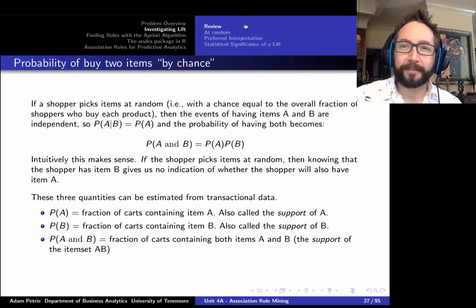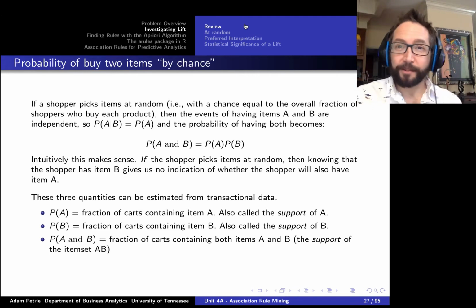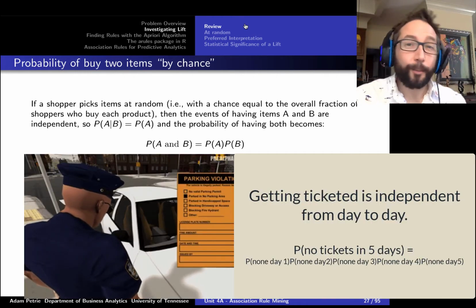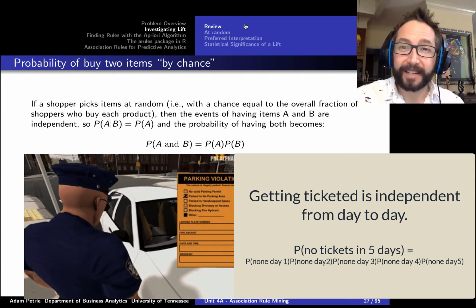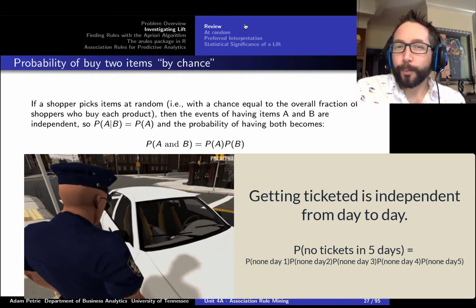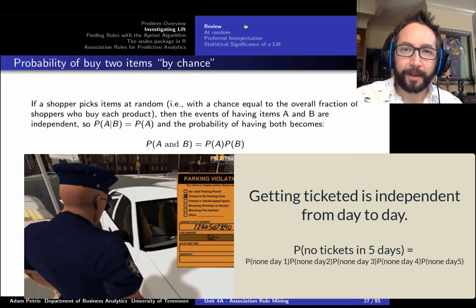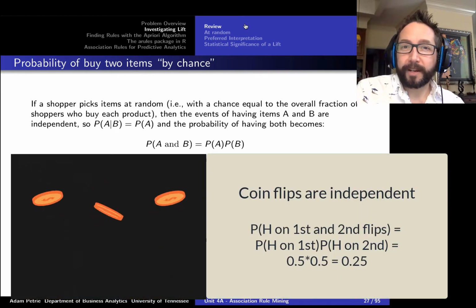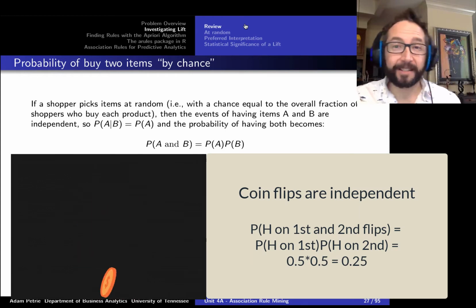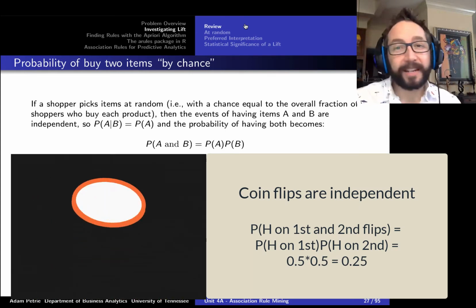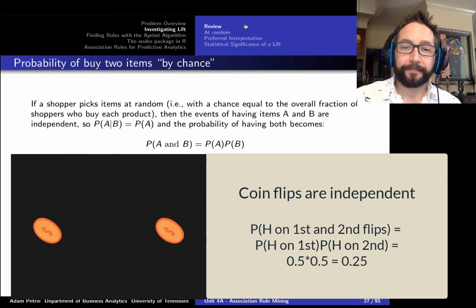What's the probability of going 5 days in a row at UT without getting a parking ticket? If we assume the event of getting a ticket is independent from day to day, we multiply together the probability of not getting a ticket 5 times. What's the probability of a coin coming up heads on its first flip and its second flip? Well, we multiply together those 50%.